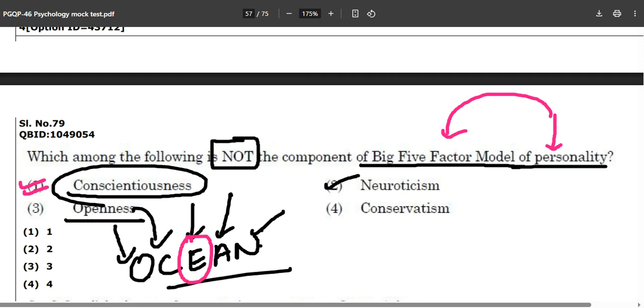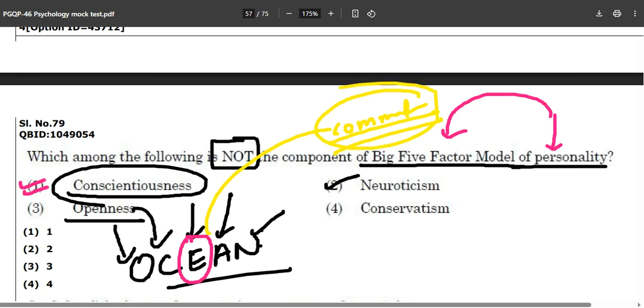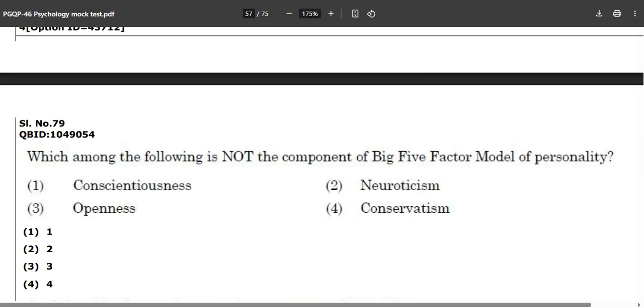So what is E? I am not able to recall. Please comment below what E stands for in the big five factor model given by Robert McCrae and Costa, 1972. But out of these, conservatism is not a component of the big five factor model of personality. So conservatism is going to be the correct answer, and I hope you all would have marked this correctly as well.